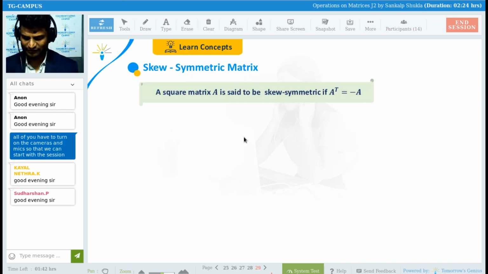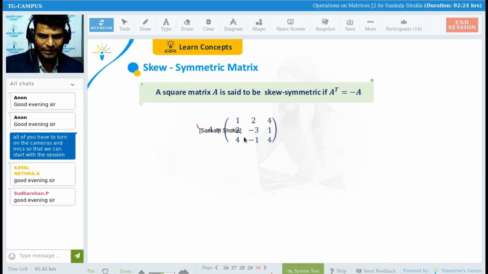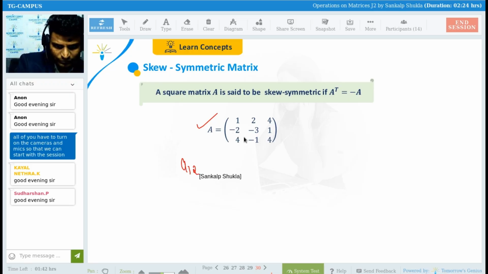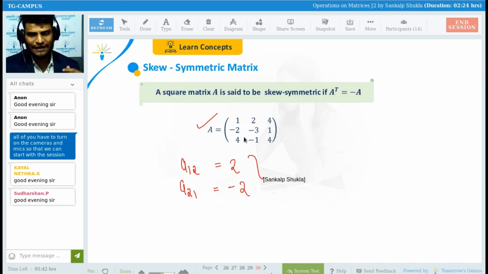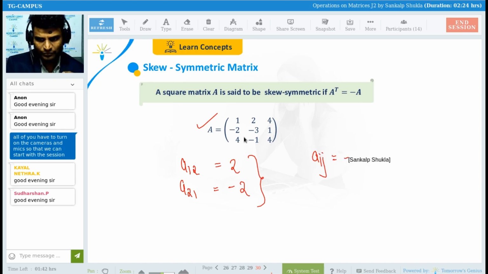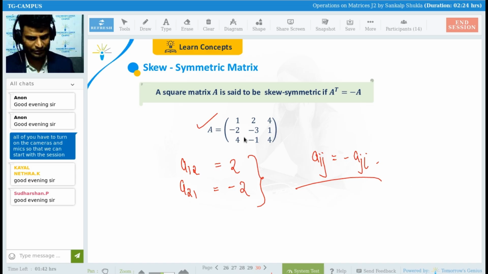We'll look at one example also. Suppose this is the matrix A. Again, I don't have to look for A11, A22 and A33. I'll look for A12. What is A12? It is 2. Now I'll look for A21. A21 is minus 2. So I can say that yes, that property holds on this pair, Aij is equal to minus of Aji.